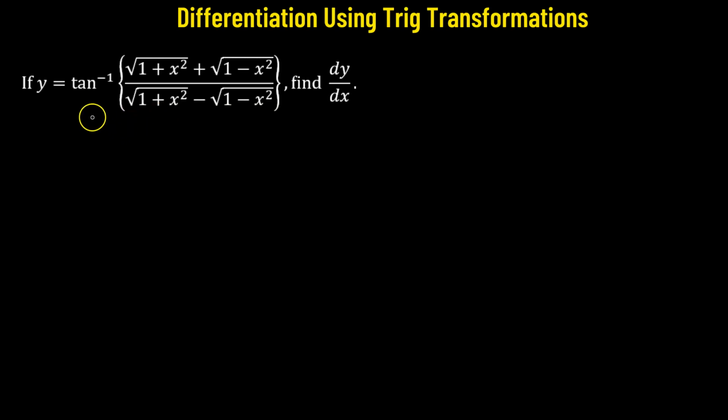So here we have y, which is given by an inverse tangent function. We need to obtain the derivative of y with respect to x. To begin with, let us consider the given function.